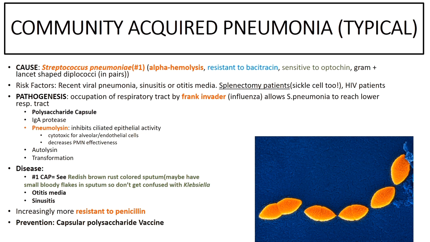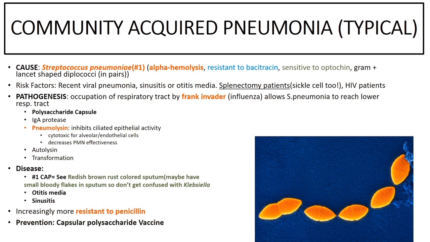Virulence and pathogenesis. So it has that capsule I was talking about. It's a polysaccharide capsule. It has IgA protease. And again, this is another thing that has a lysin, but this one, because it's strep pneumo, is a pneumolysin. This is one particular for this.